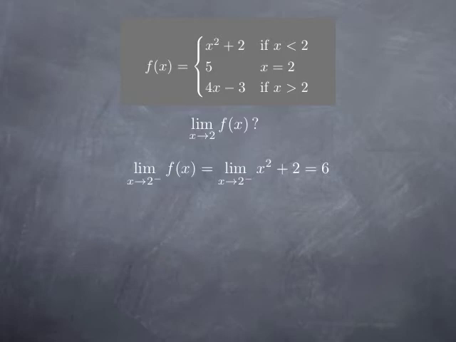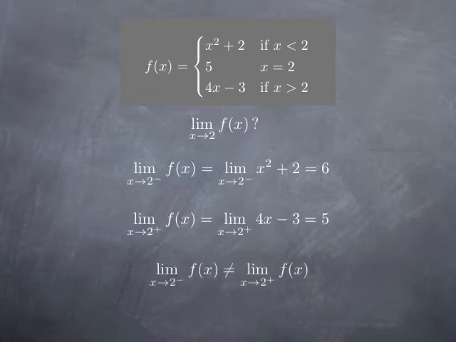On the other hand, from the right, when x is greater than 2, the function f coincides with the function 4x minus 3. This is again a polynomial, and to get the limit at 2, we just plug x equal 2 and get 8 minus 3, 5. We obtain a different value from the left and from the right, and therefore the limit in the usual sense at x equal 2 does not exist.